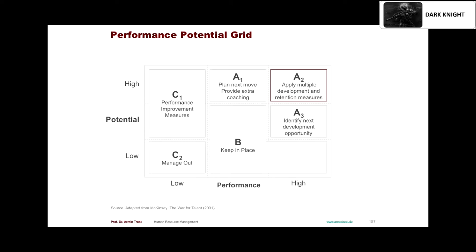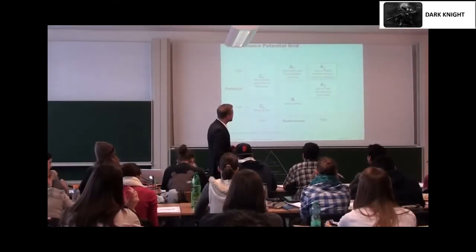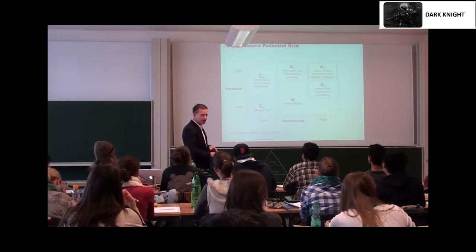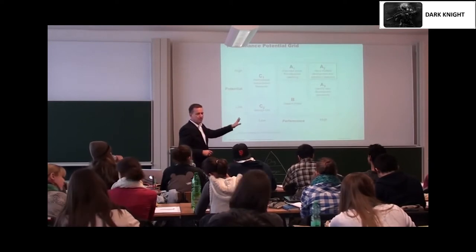Dimension number 1 is potential. There are people who have much potential and some with lower potential. Lower potential means they don't have much room to get better, while those with high potential have much room to get better. Performance is the actual performance level. How good are you now? There are people who constantly exceed performance expectations, and there are people who do not meet expectations. Now, companies used to classify their people according to these 2 dimensions. Let's have a look at some fields here. This is, by the way, taken from a famous book, The War for Talent. This grid looks different from company to company, but the idea is always the same.